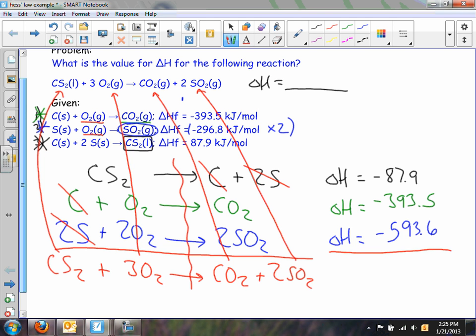To find my delta H for the equation, all I have to do is add those up. And I got a delta H of negative 1,075 kilojoules for that example.